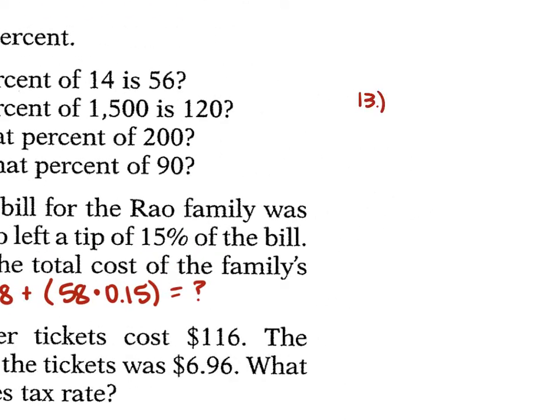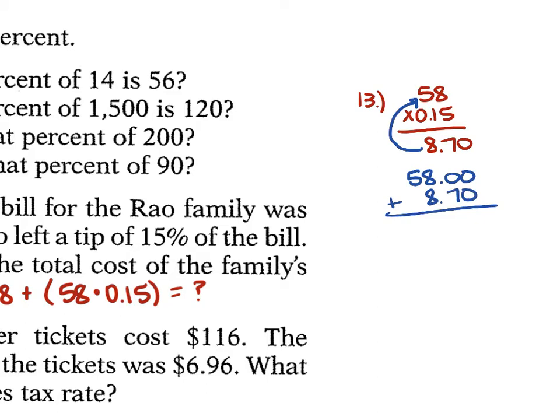So first I am going to multiply the 58 times the 15%. So 58 times 0.15 gives us $8.70. From there, I'm going to add that to the $58 because it asks us for our total. And that's going to give us a total of $66.70 for their check.